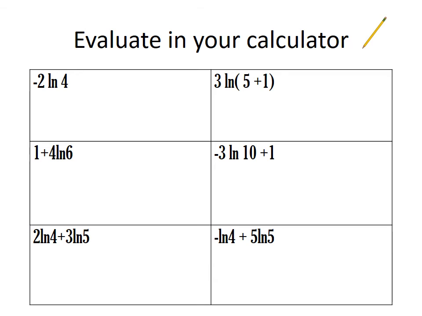Let's double check that we know how to type all of these into our calculator correctly. The nice thing about ln is most calculators put a parenthesis, so just make sure that you close that parenthesis after your ln value. Again, I keep saying ln, which stands for natural log. If we type in -2 ln 4, pause the video if you need to before you check your answer, you should get approximately -2.773.